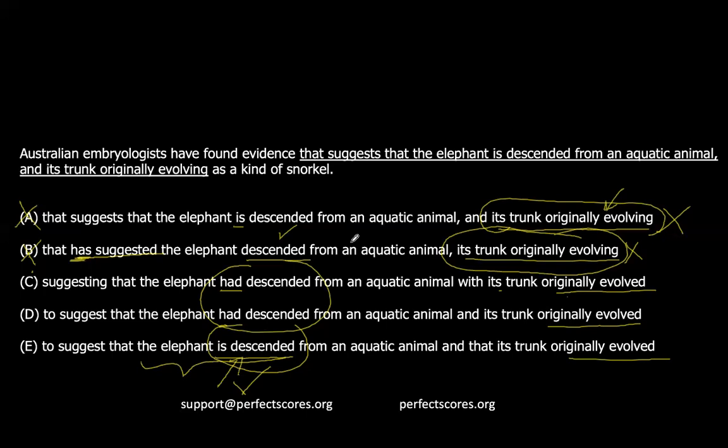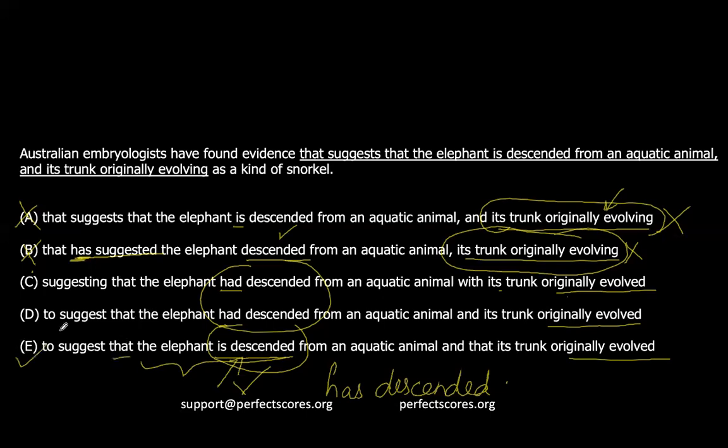Are you able to understand that? Yeah, but I just feel like to suggest the elephant has descended would be the best. Elephant has descended, you're saying that would be a better one? Yeah, for me, I can't logically make sense that is descended. Okay, yeah, has descended. From an aquatic animal, and that.